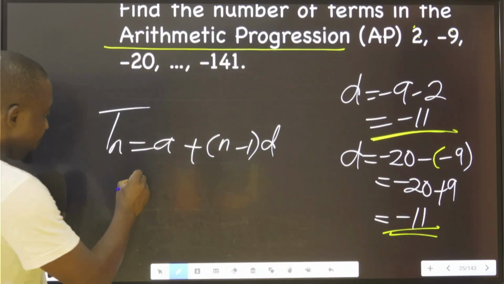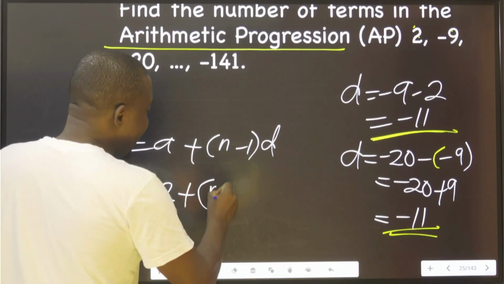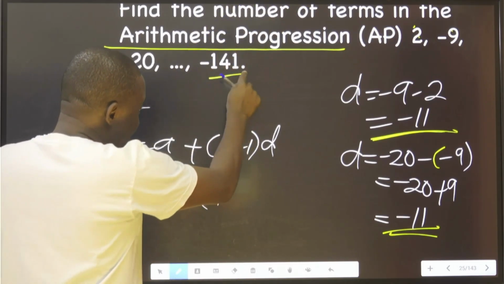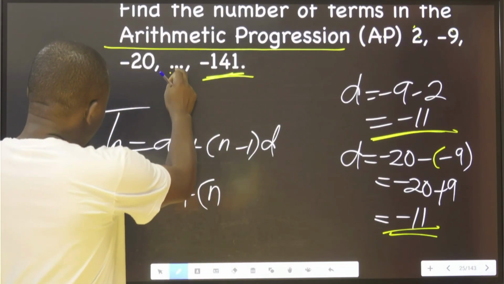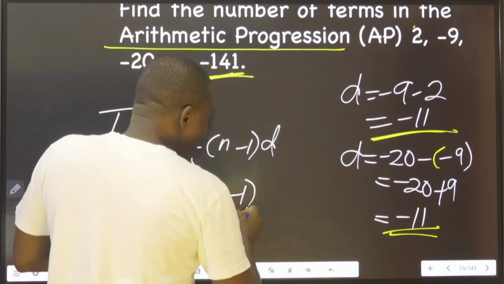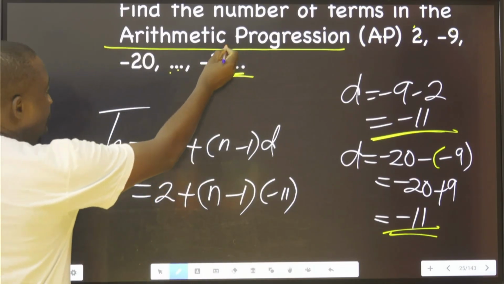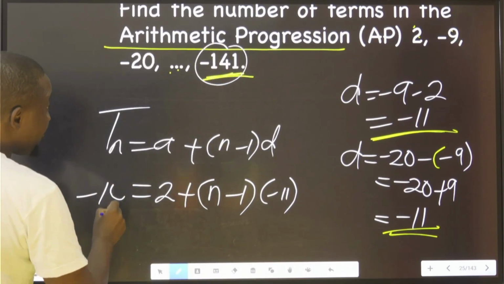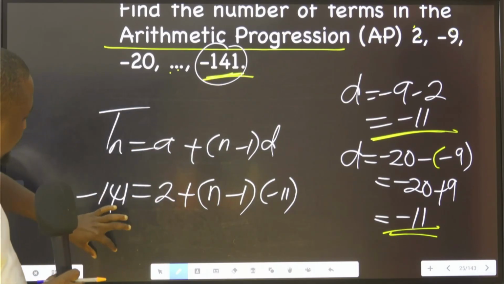Now, what is the first term? The first term is 2. We don't know the last term. What is this position? We don't know the position because this is dot, dot, dot. We don't know that position. That is the position we are looking at. n minus 1, times minus 11. What is this? It's minus 141. Okay? It means we are looking for this position.